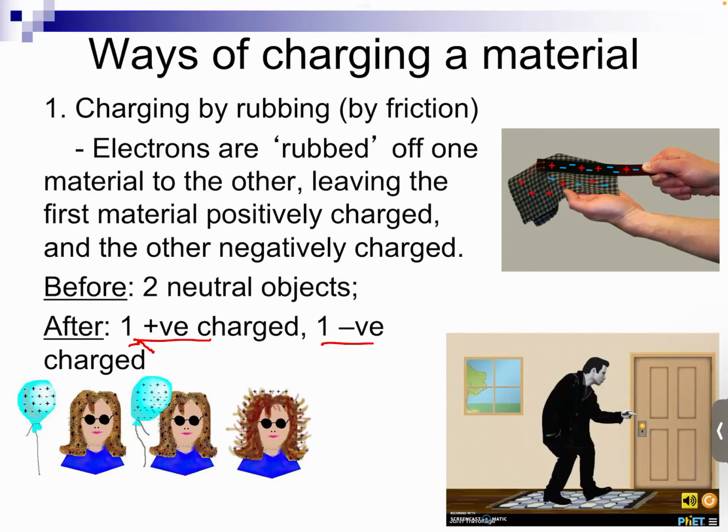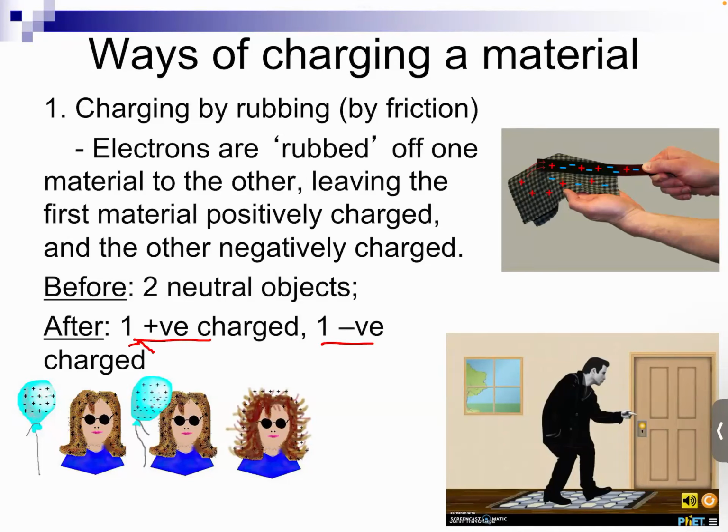Right, so charging by rubbing, you have two objects initially neutral. You rub both objects together, and as a consequence, one becomes positively charged, one becomes negatively charged. Any questions? Yeah. If the doorknob is supposed to be neutral, why would the electrons flow there? Because there are protons in the doorknob that attract the electrons. So in the end, the doorknob becomes negatively charged, but it's also grounded, and so you still have a large source of electrons.